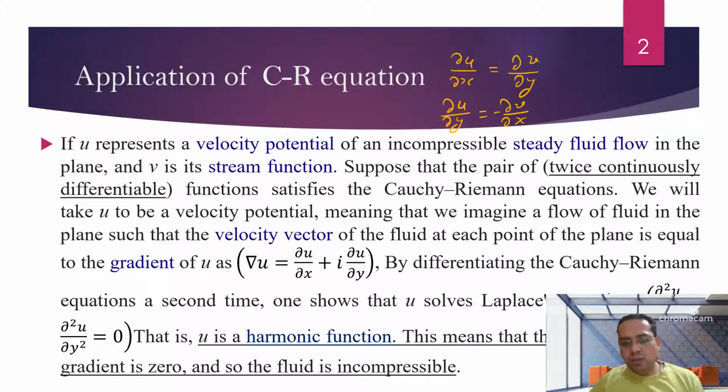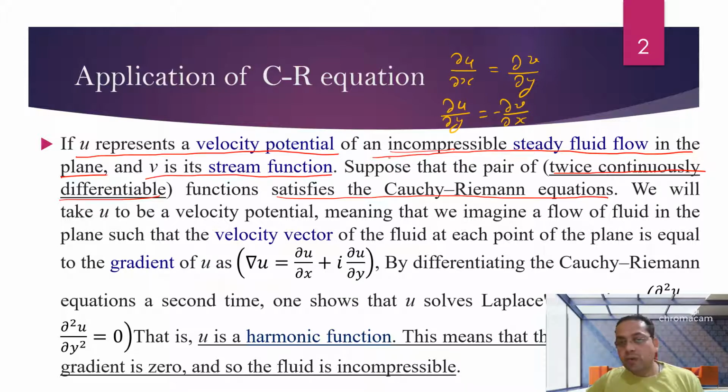In these Cauchy-Riemann equations, if u represents the velocity potential of an incompressible steady fluid flow in a plane, and v is the streamline function, that means u and v are twice continuously differentiable functions, then the function satisfies the CR equations. That means to prove whether the fluid flow is incompressible or compressible, we require the CR equations.